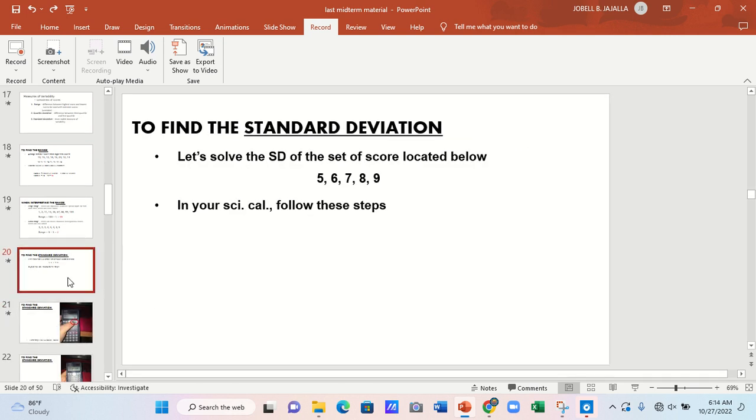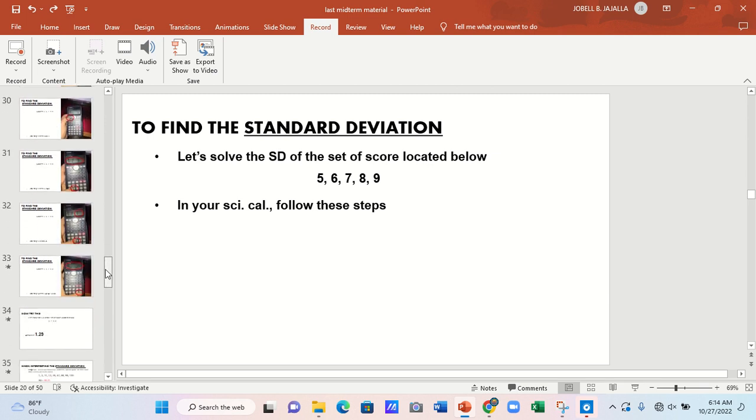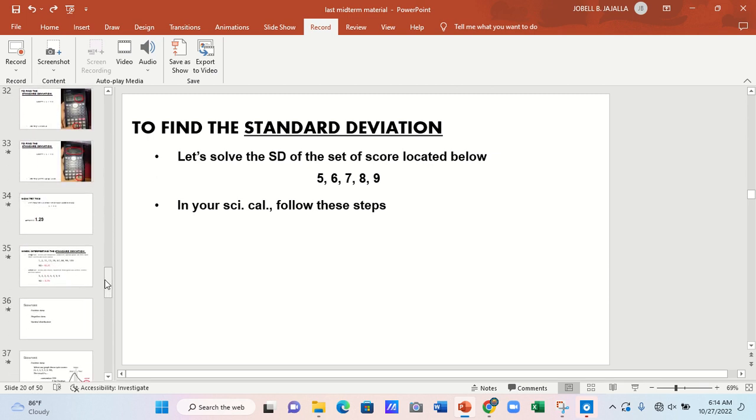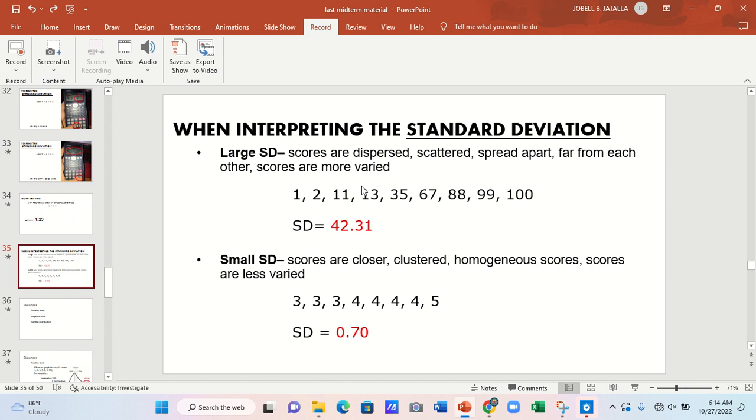Now, next is the standard deviation. So, kung ato ang set of data here is 5, 6, 7, 8, 9, di na nato need na ikuan, skip na nato forward ang solution for standard deviation. Go directly na ta sa pag-interpret sa standard deviation.